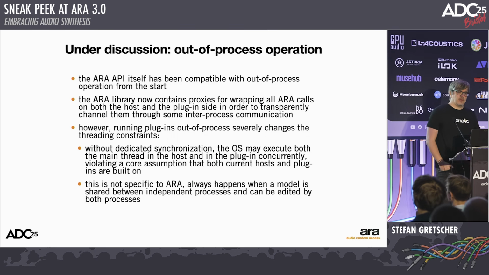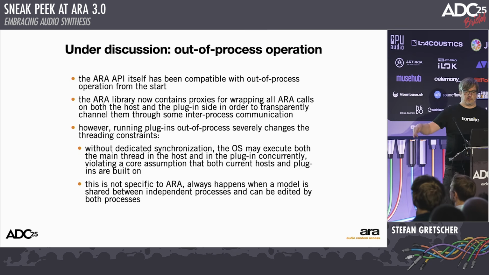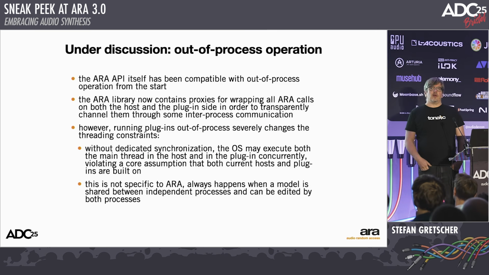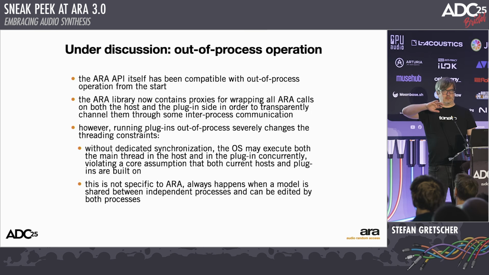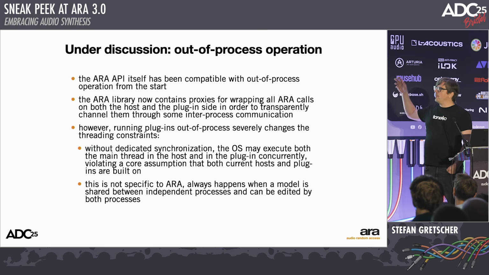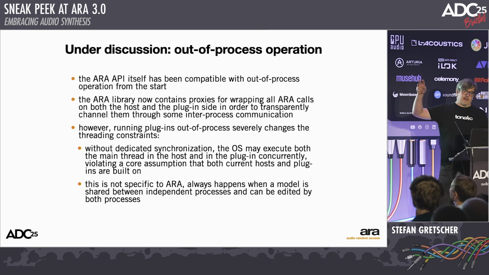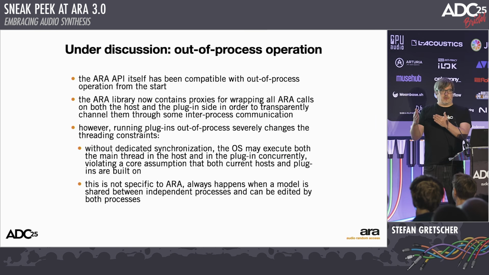And the final thing I want to talk about today is enabling the out-of-process operation of ARA plugins. The API has been compatible with out-of-process operation from the get-go. It was one of the design goals when we originally did this. But in order to use this in practice, you have to channel, obviously, all the ARA calls through some inter-process communication. So over the last 2 years or so, if you've been following the ARA SDK, you can see all these changes. We built an extensive library that has proxies both on the host and on the plugin side to encapsulate all of that. So other than setting up the proxies, you can just keep all your ARA code as is.